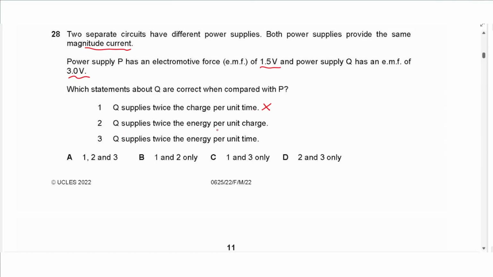Q supplies twice the energy per unit charge. Yes, since Q has 3 and P has 1.5, that's double. So 2 is correct. Q supplies twice the energy per unit time. Yes, since the same charge passes, but each charge takes twice the energy, so the total energy is twice. So statements 2 and 3 are correct, so the answer is D.